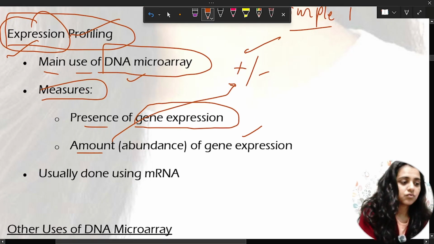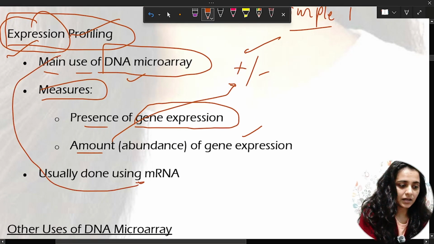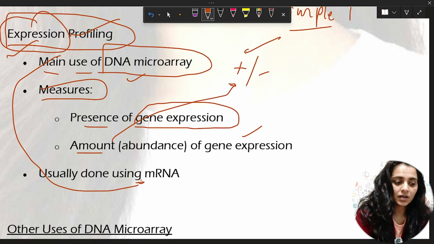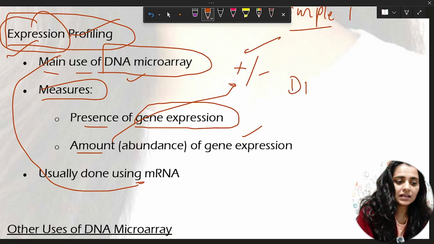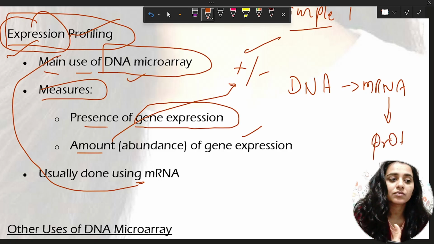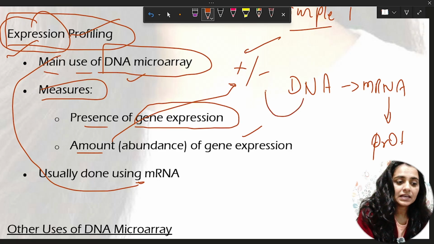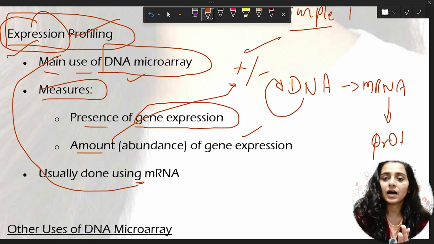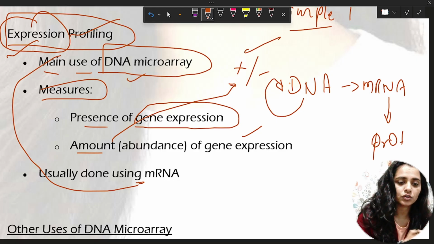And for this we use mRNA, because DNA itself is not considered an expression. Expression is when DNA is converted into mRNA and mRNA is converted into protein. That is considered expression. If DNA is converting into itself, this is not expression. Expression will show their activity.